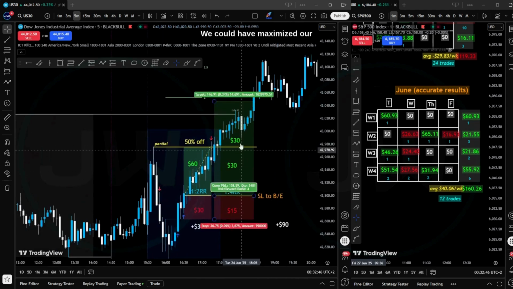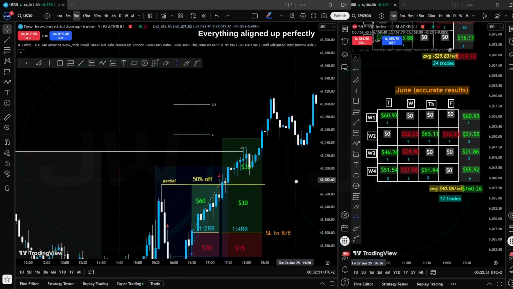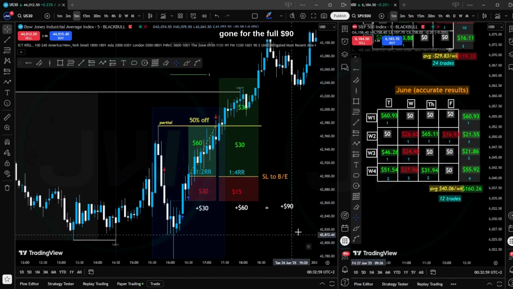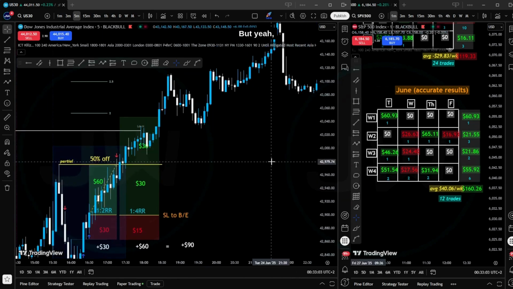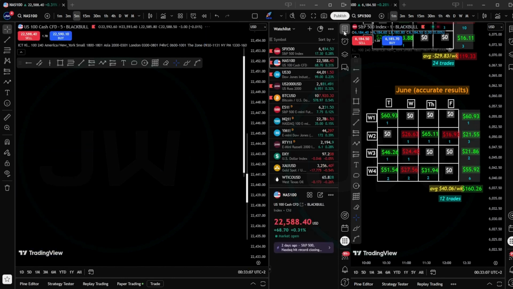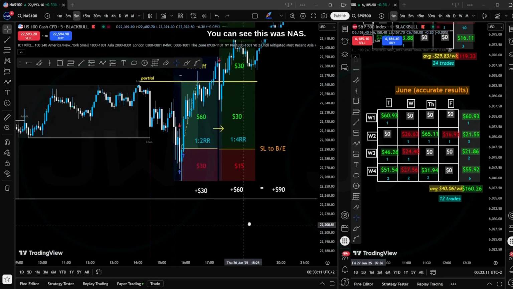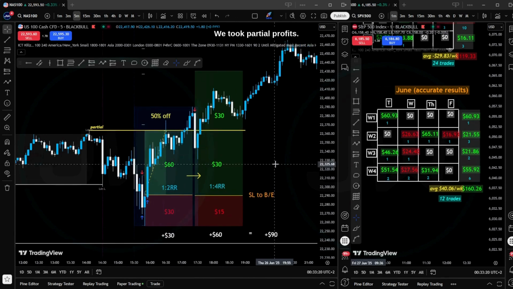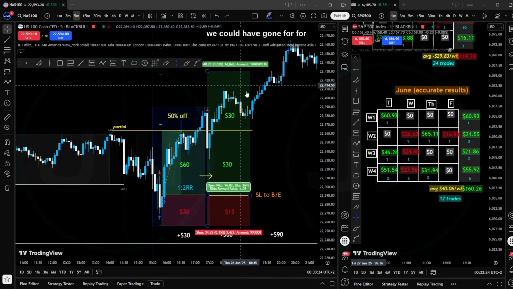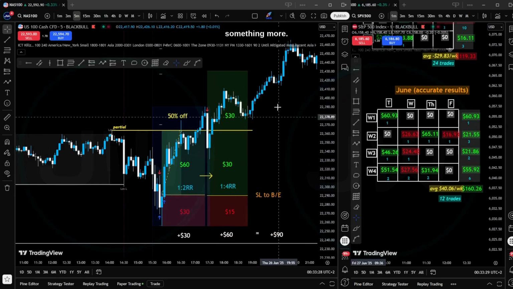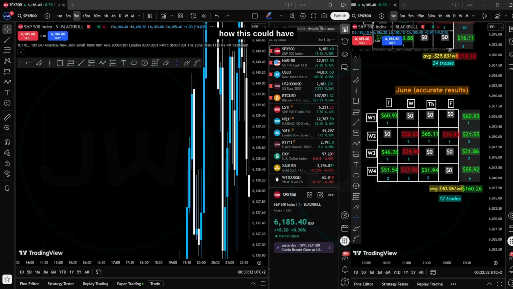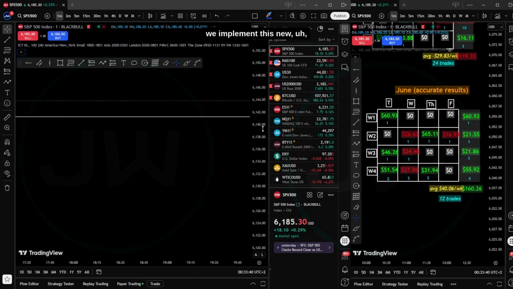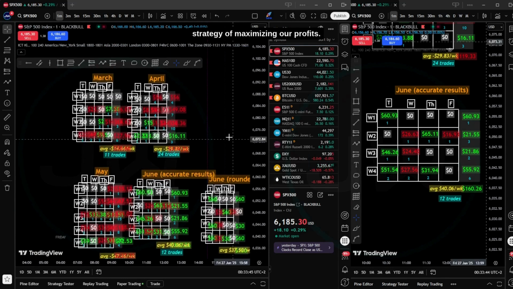Anyway, moving on, you can see here our original trade, same exact thing. We could have maximized our profits. Once again, everything lined up perfectly in terms of how we took this trade, that we could have gone for the full $90, as you can see. But yeah, the last trade was on NAS. You can see this was NAS. This was our trade right here. We took partial profits. And then you can see again, we could have gone for something more. But the point is, I want to show you how this could potentially look like going forward if we implement this new strategy of maximizing our profits.